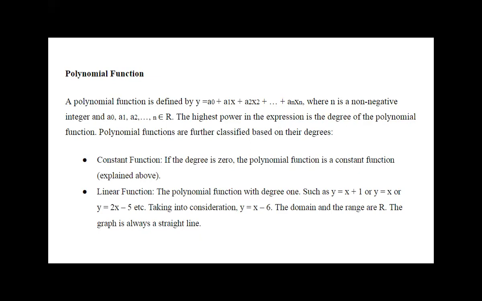Then taking into consideration y is equal to x minus 6, the domain and range are R. The graph is always a straight line. Means what? The domain and range will also be real numbers.